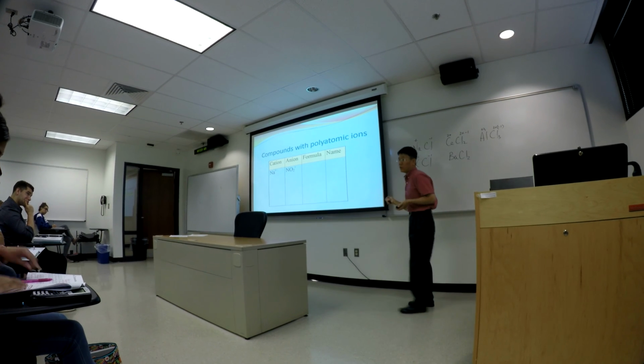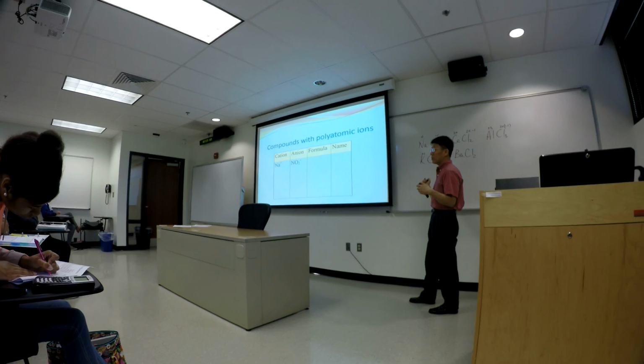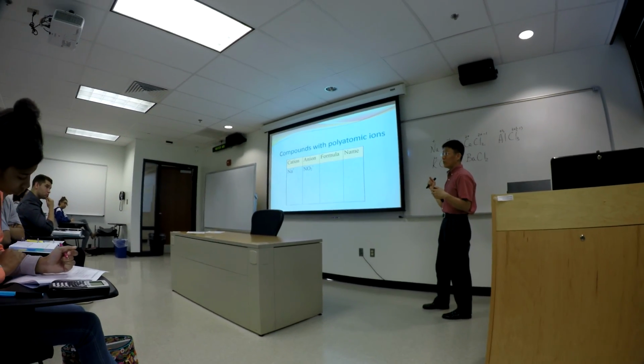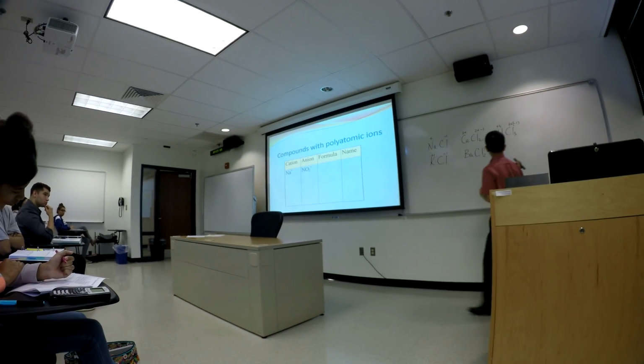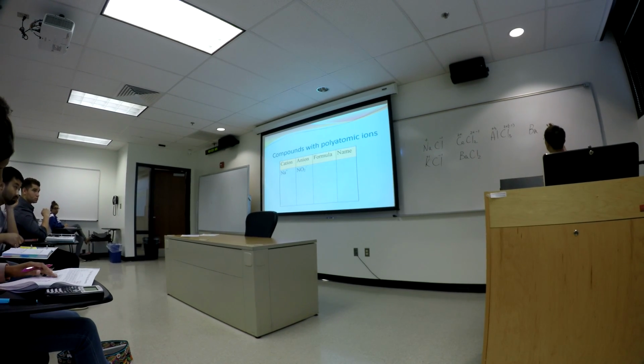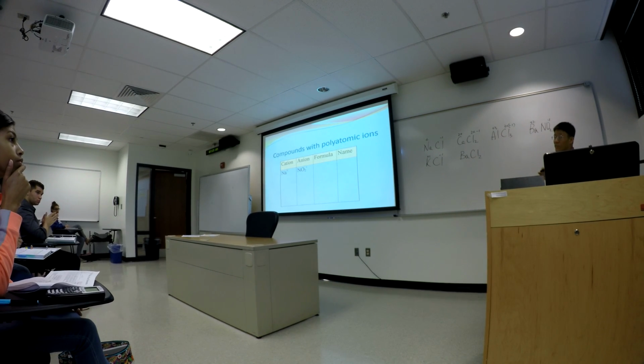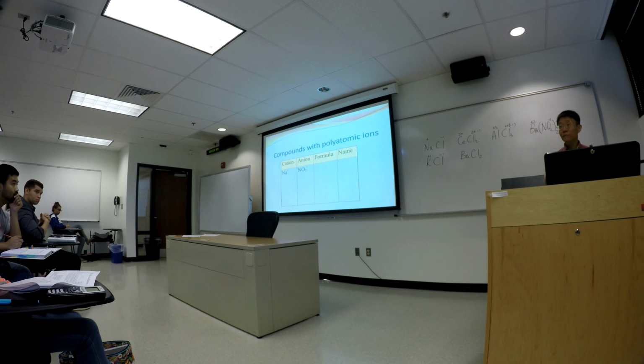How about barium nitrite? Barium is a group 2A element. NO2 bears 1 negative charge. So the formula for barium nitrite would be Ba(NO2)2. What else do we need? Parentheses and then 2 of those.